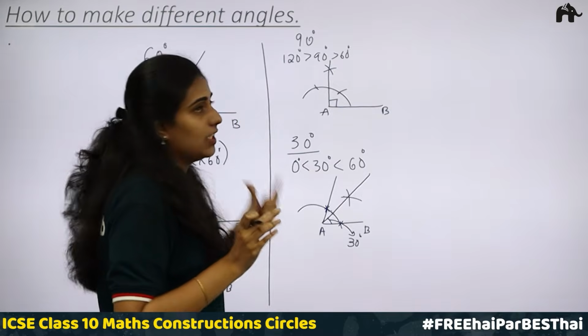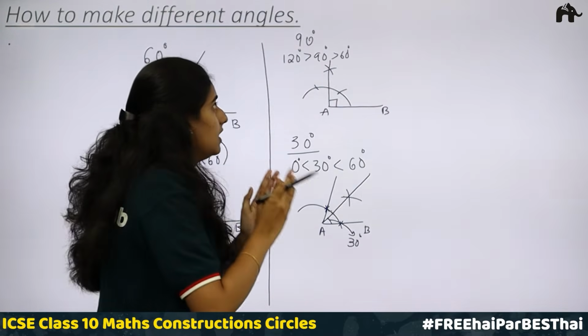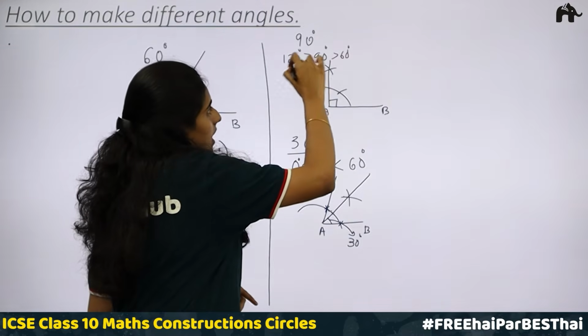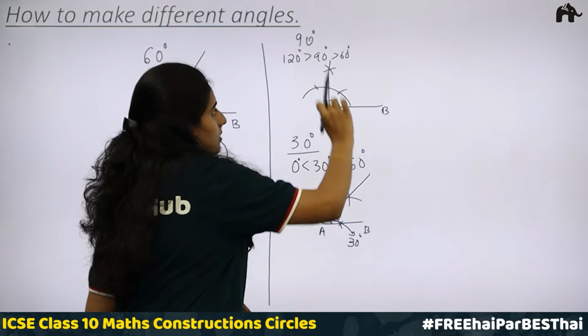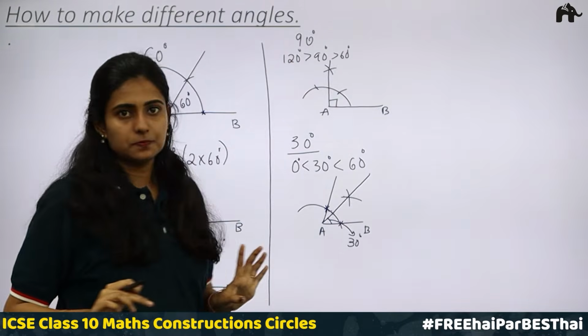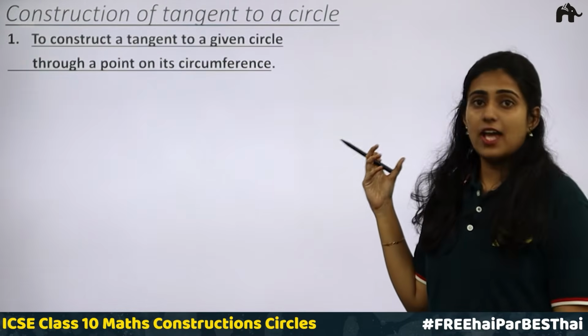Between 90 degree and 120 degree, you have a 30 degree. That 30 degree should be bisected. You will be getting 105 degree somewhere here, between 90 degree and 120 degree. Understood? This is our first topic, construction of tangent to a circle.